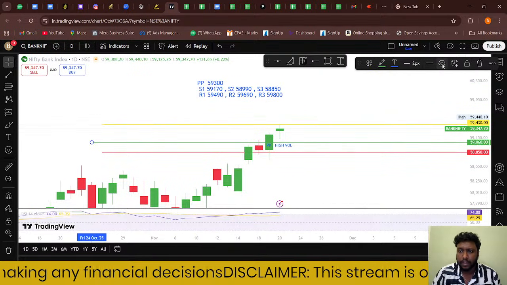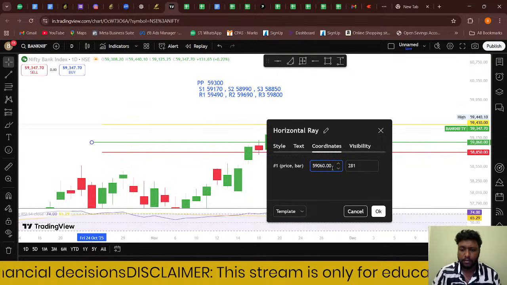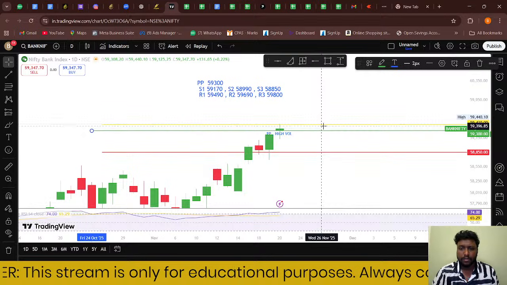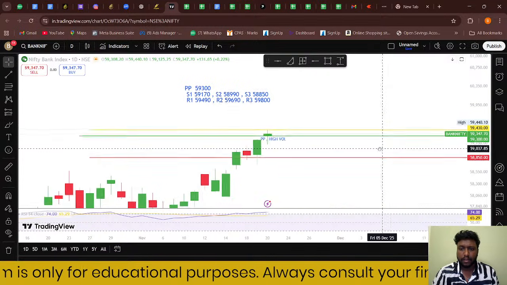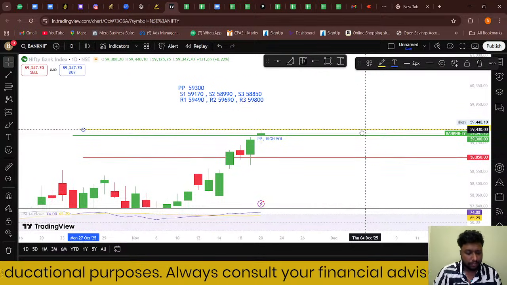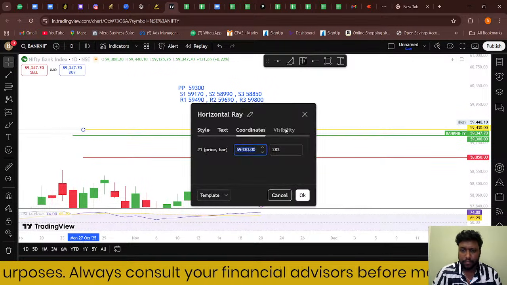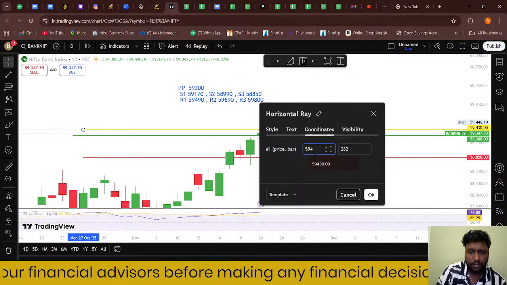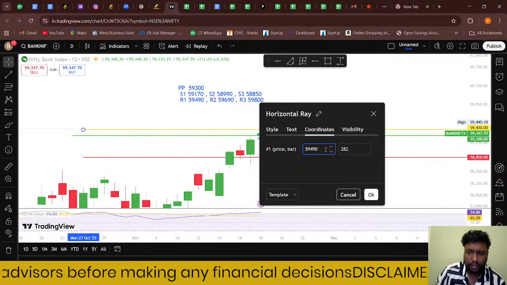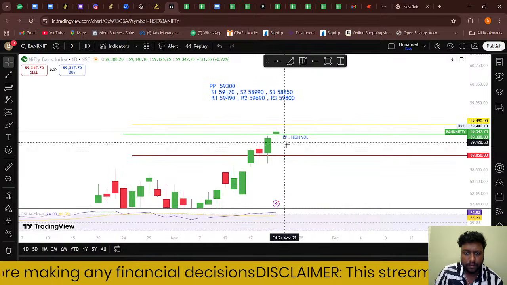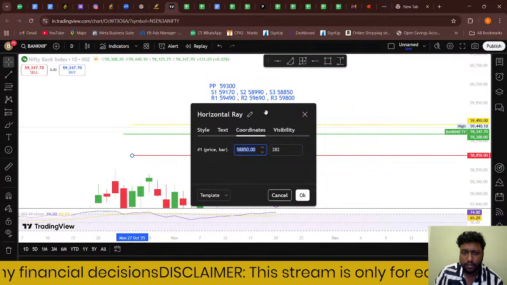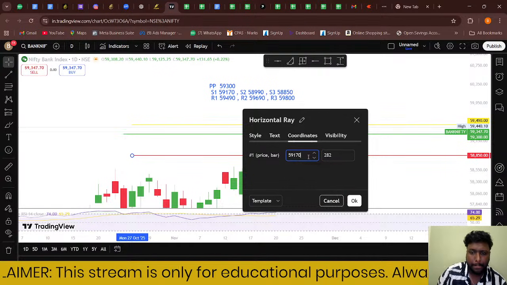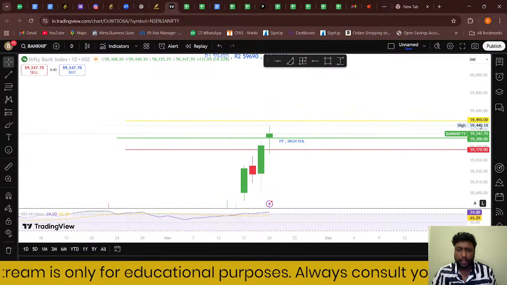With respect to Bank Nifty, we will mark it over here. 59,300 is our pivot point for the day. R1 is at 59,490, and our support 1 lies at 59,170. So these are the levels for Bank Nifty.